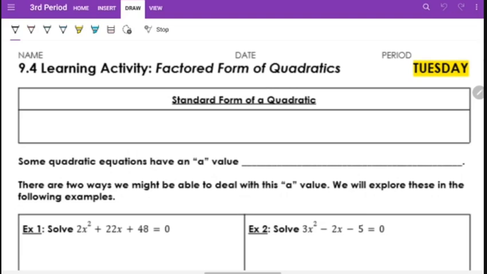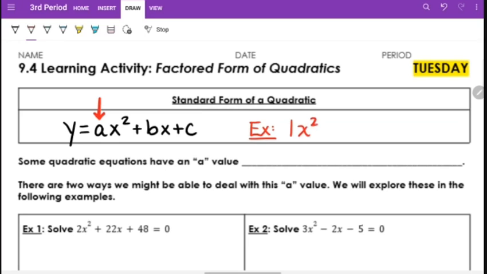The standard form of a quadratic is y equals ax squared plus bx plus c. Let's go ahead and write that down. But in particular, what I want to pay attention to right now is a. In all of the examples we've done so far, when we're trying to factor, we've been using equations where the a equals 1. So we might have something like 1x squared plus 3x plus 2, for instance.